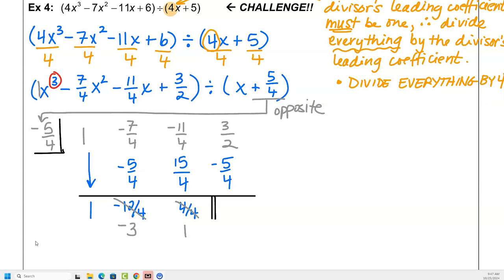Uh-oh. I need a common denominator to combine those, don't I? What's the common denominator? 4, right? So when I go to rewrite this, it'll be something fourth. So 2 times 2 is 4. So multiply the top by 2, I get 6/4. So what's 6/4 plus negative 5/4? Isn't that 1/4?